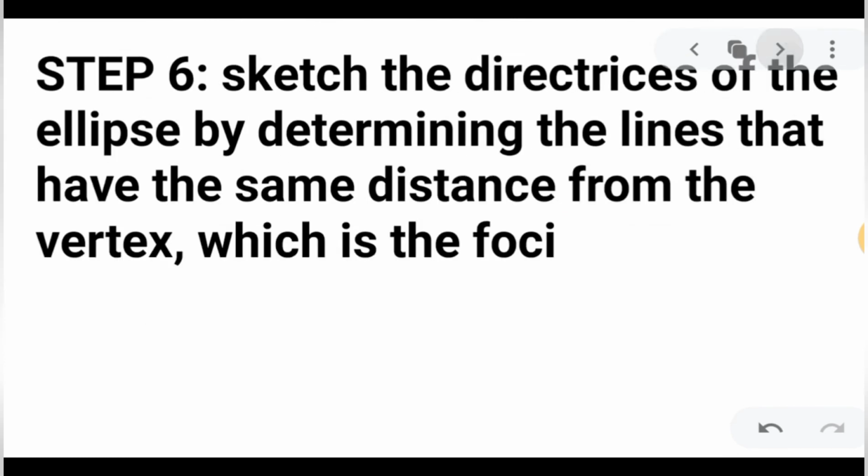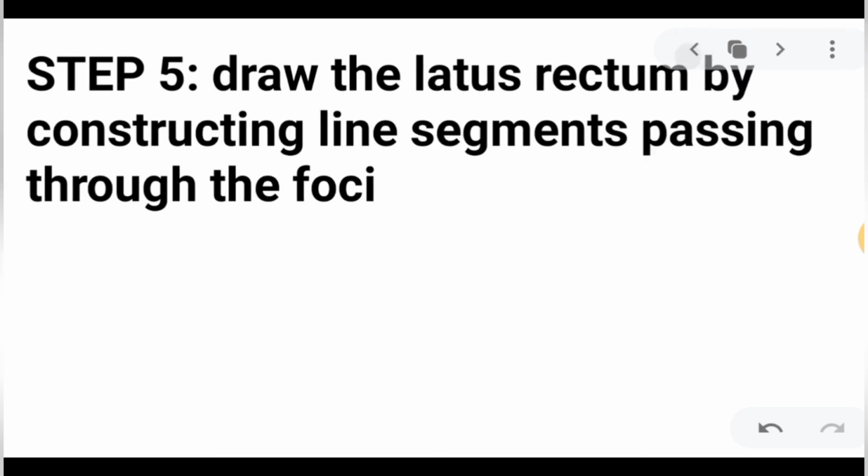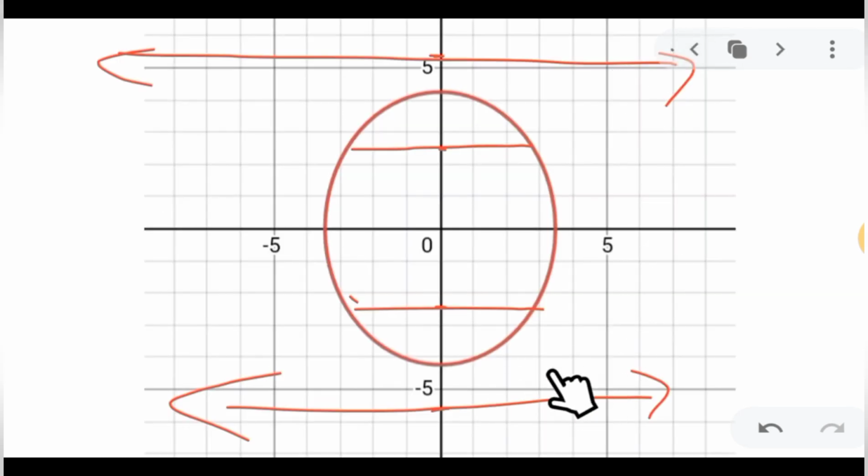And then, step 7 is you have to label all the parts of the ellipse with their coordinates and equations. Lagyan mo lang siya ng pangalan. This is the directrices, and then this is the lateral recta. Ilagay mo yung point ng foci, which is 2.449 positive negative. Tapos yung co-vertices natin, which is 3.464. Tapos yung vertices natin, which is 4.243. And then the center is at the point of origin, 0, 0.